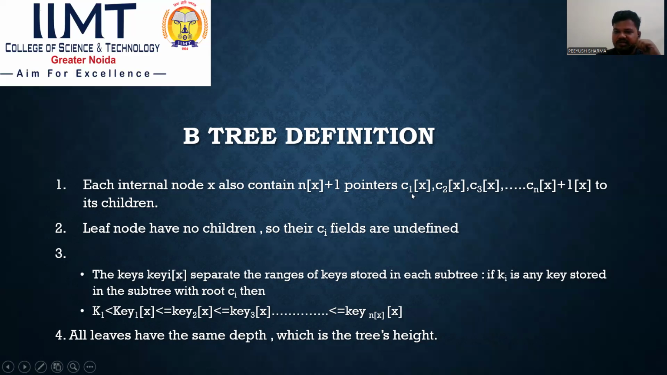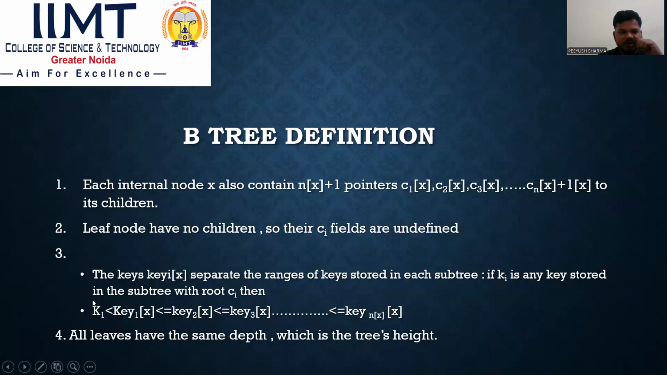And these pointers are represented as c1x, c2x, c3x, and so on, cnx, and c(n+1)x. These are children of node x, right? Leaf nodes have no children. If x is a leaf node, then it has no child, so the ci fields are undefined. That means the pointers associated with a leaf node are what?